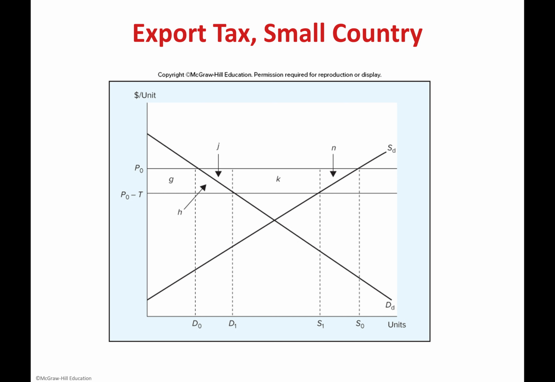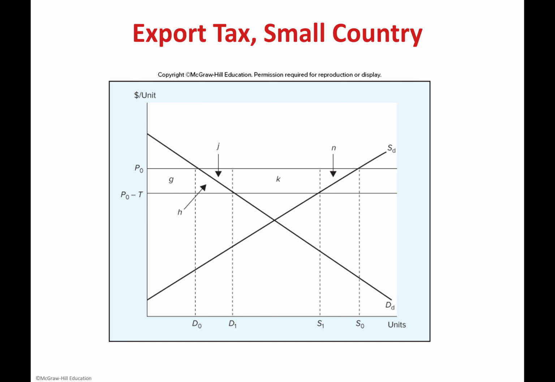So now we introduce a tax. Well, effectively that lowers the price that the suppliers get, because of course they've got to pay the government the tax. So from P0, we subtract the tax, and that gives us the price that the suppliers get.